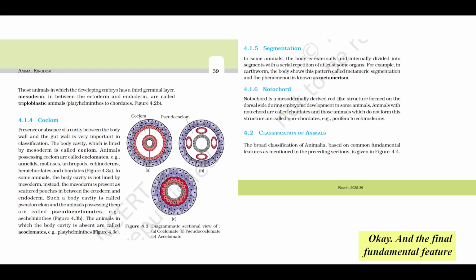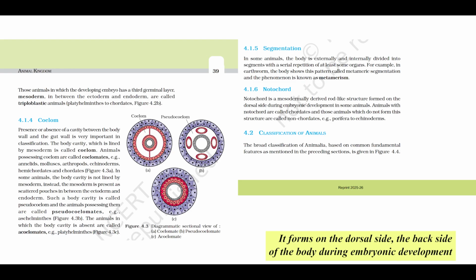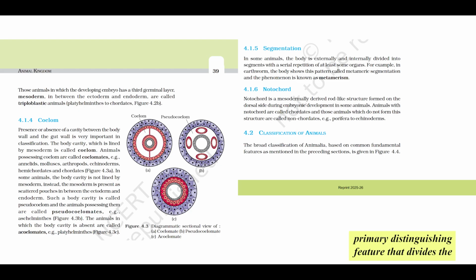Okay. And the final fundamental feature you listed was the notochord. Yes, the notochord. This is a mesodermally derived, flexible, rod-like structure. It forms on the dorsal side, the backside of the body, during embryonic development in some animals. Its presence or absence is a primary distinguishing feature that divides the entire animal kingdom into two major groups. Chordates and non-chordates, right? Correct.